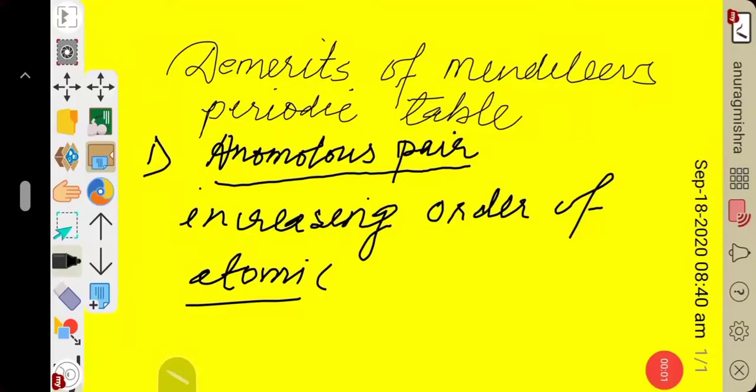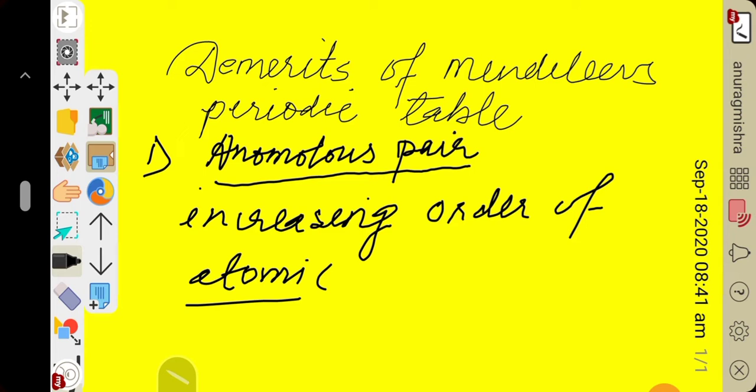Hello children, today we will discuss the demerits of Mendeleev's periodic table. In the previous video I told you all the advantages, or you can say the merits, of Mendeleev's periodic table, along with its features. Now we will discuss what the demerits of Mendeleev's periodic table were.